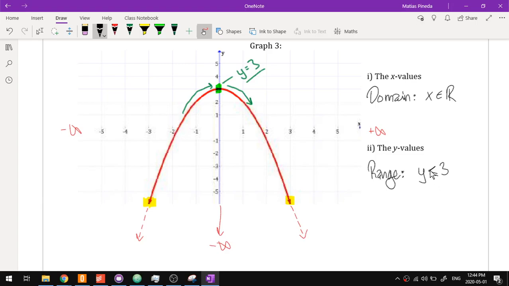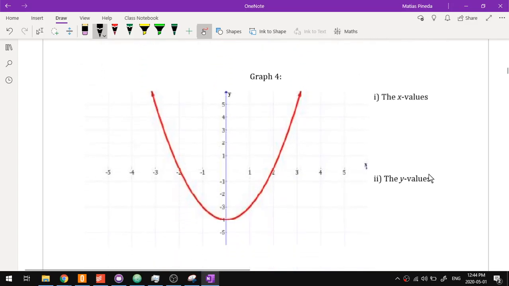Have a look at the next example. We have a parabola again. So for all quadratic functions, all parabolas like this, the domain will always be x belonging to the set of real numbers. And for the y values, the range, well, in this case, the smallest possible y value is going to be down here, -4. And then it goes up to positive infinity. So we would say that y is greater or equal to -4. It will never be smaller than -4 because the function turns around at -4.